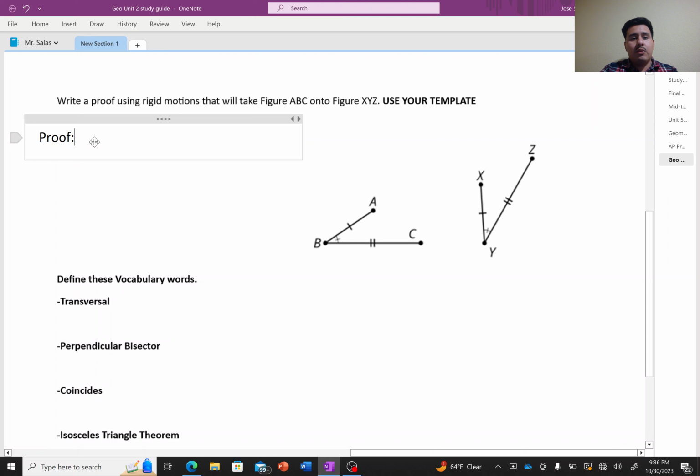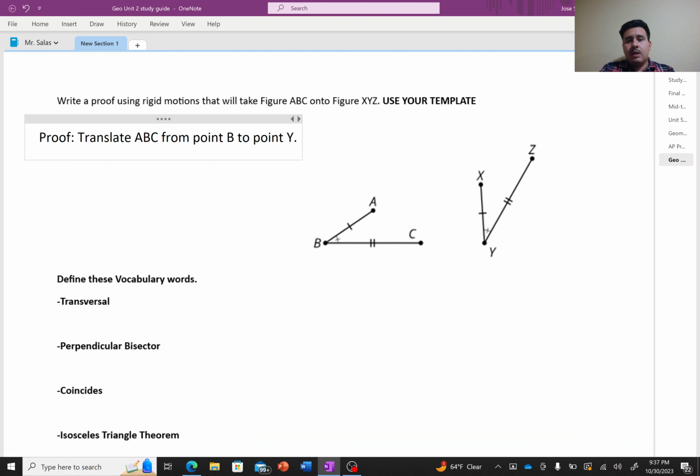So this is part of my proof. Translate ABC from point B, whoops, capital B, to point Y. Okay? So now B has been translated onto Y.